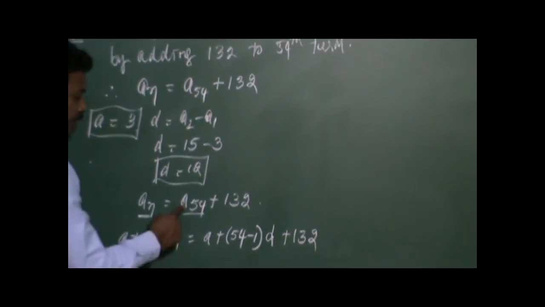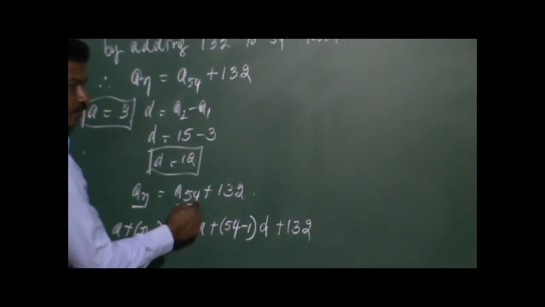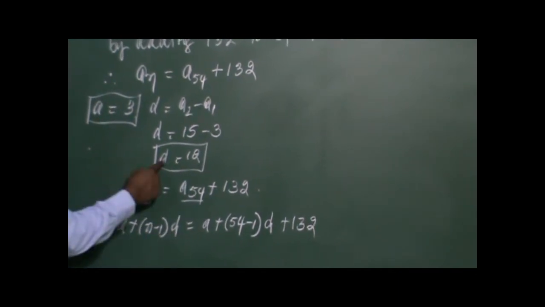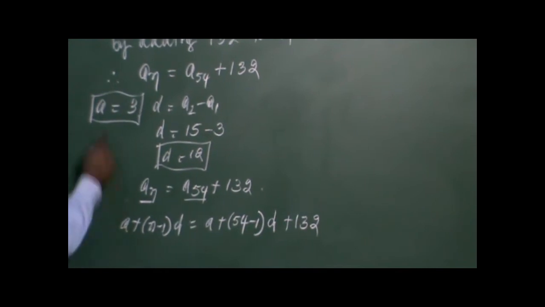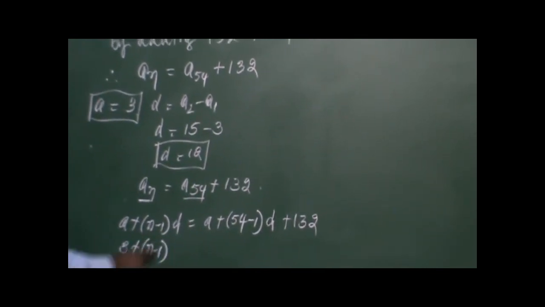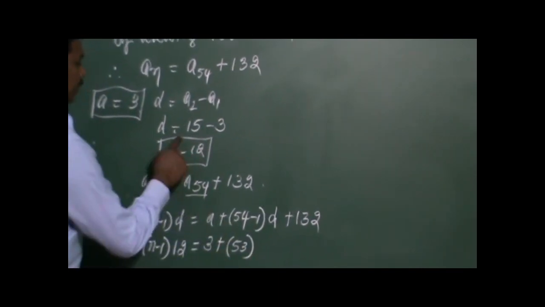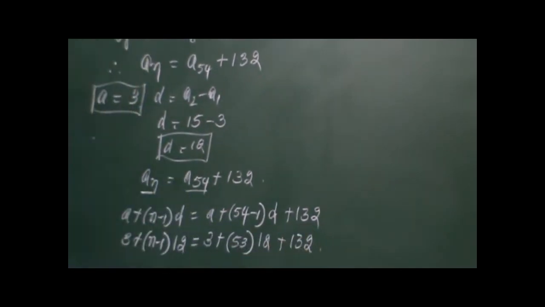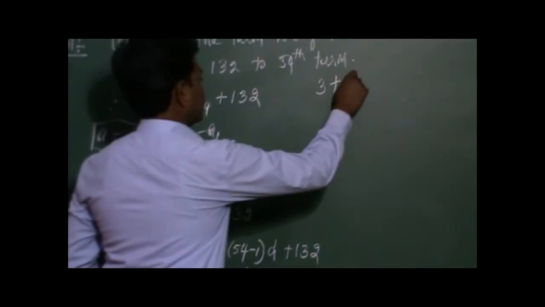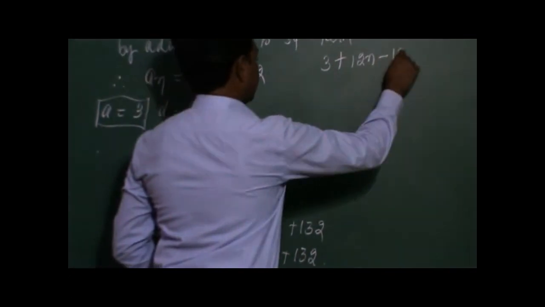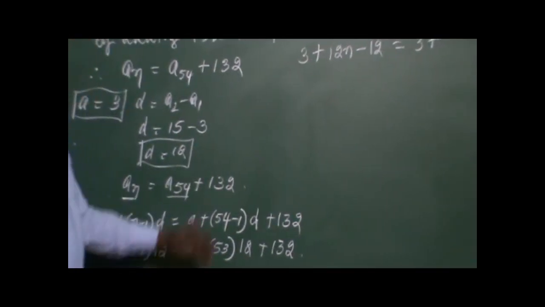Is this right? a54 can be written as a plus 54 minus 1 into d. Now we have the value of A and the value of D. Let us substitute in both the expressions and solve further. So A value is 3, plus (n minus 1) into the D value 12, is equal to 3 plus (54 minus 1, which is 53) into 12, plus 132. So we multiply: 3 plus 12n minus 12 is equal to 3 plus 53 into 12 plus 132.